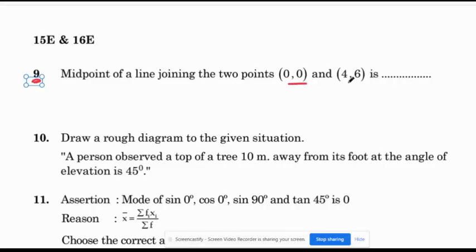Ninth question, midpoint of the line joining the two points. Another way to say it: the midpoint formula is x1 plus x2 by 2, y1 plus y2 by 2.